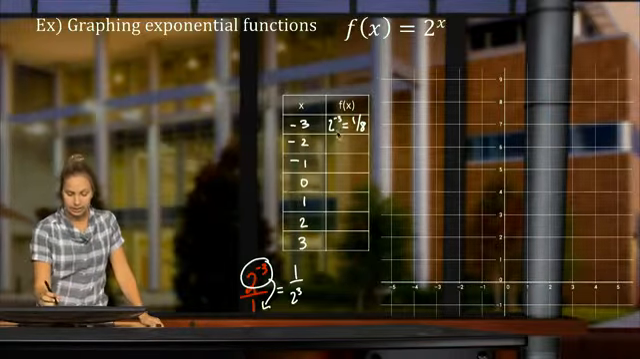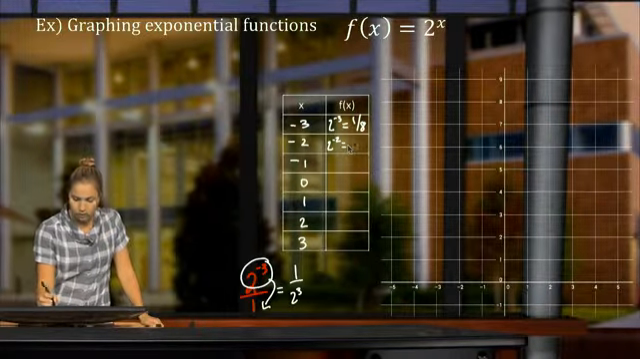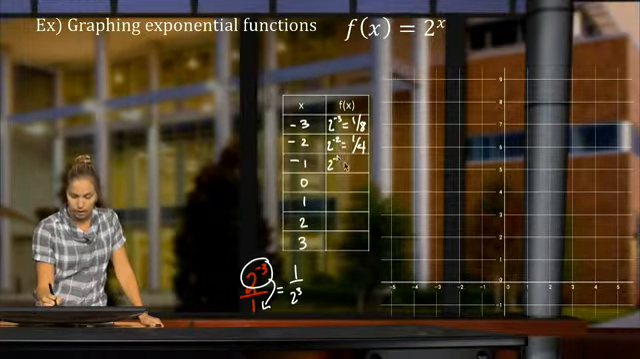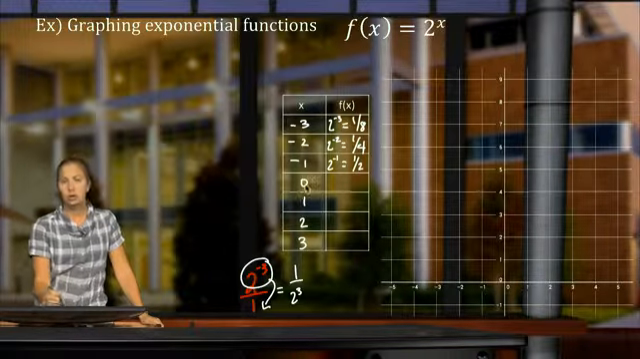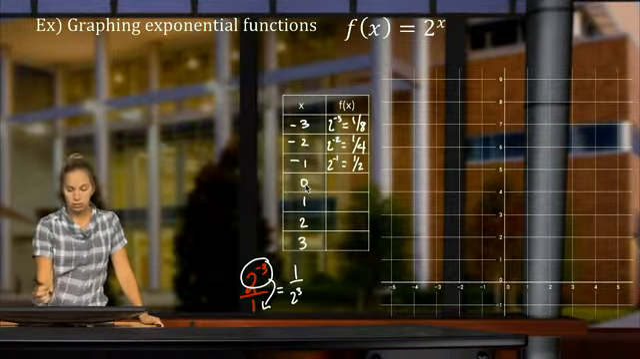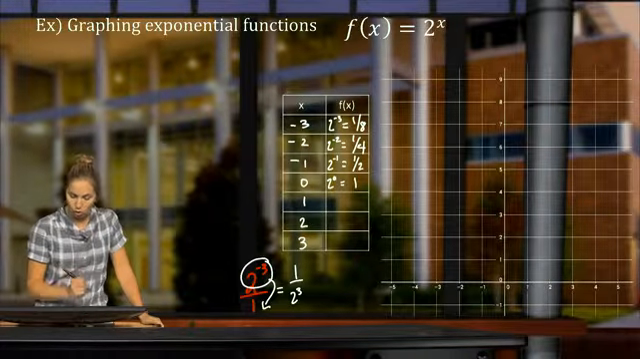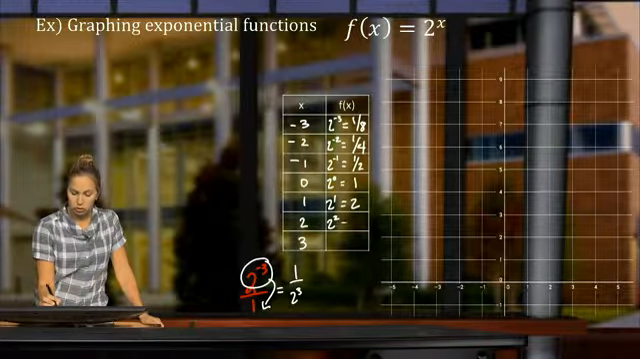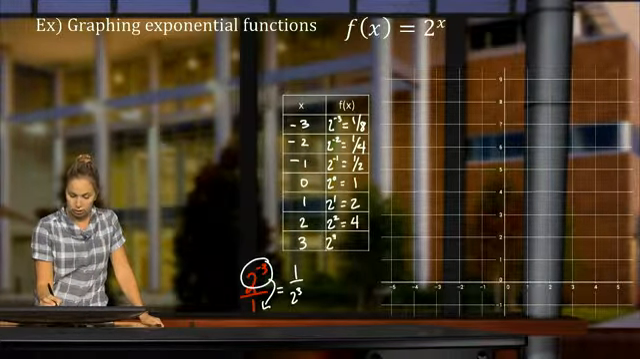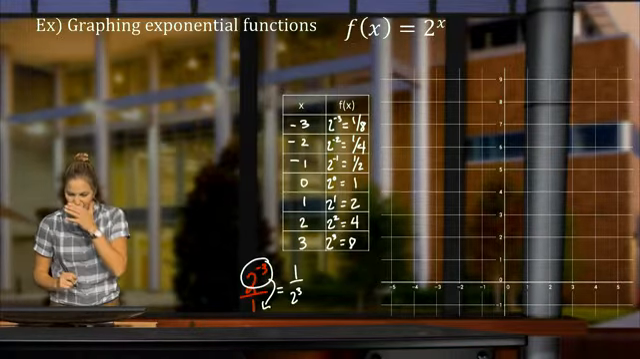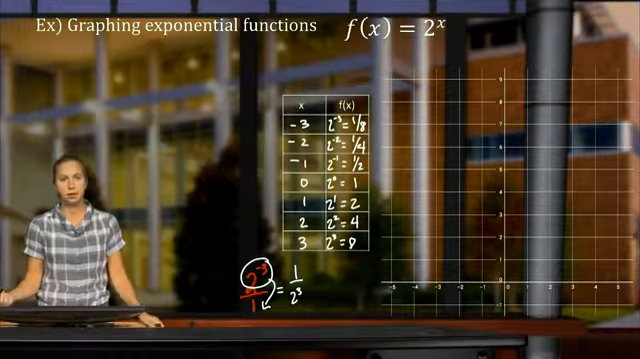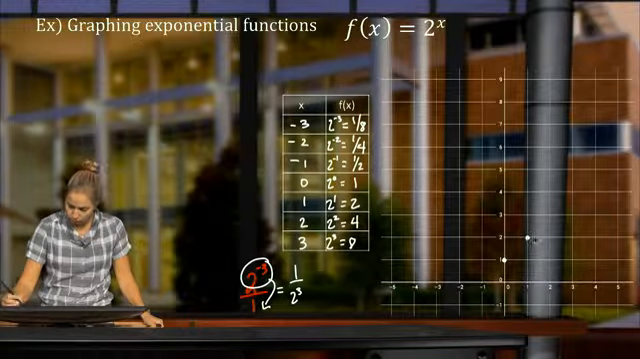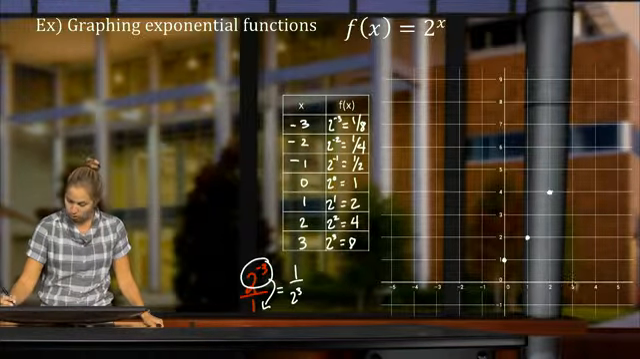If I take 2 and raise it to the -2 power, that's going to be 1 over 2 squared, or 1 over 4. 2 to the -1 is 1/2. What is anything raised to a power of 0? Anything raised to a power of 0 is 1. 2 to the 1st power is 2. 2 squared is 4, and 2 cubed is 8. So we're going to plot these points, starting with the easy points first. We have 0, 1, 1, 2, 2, 4, 3, 8.